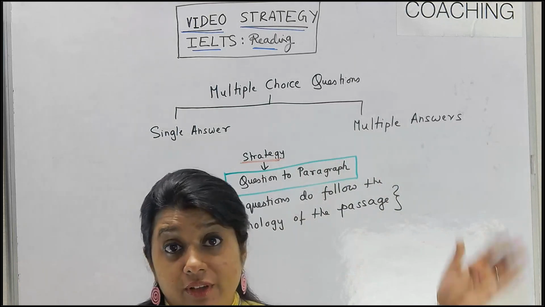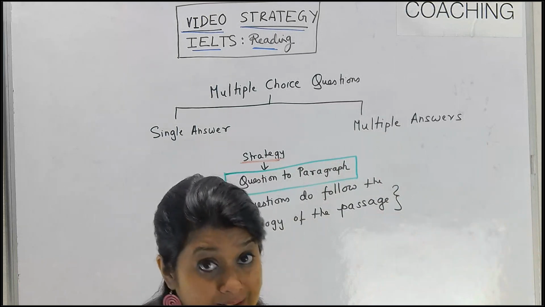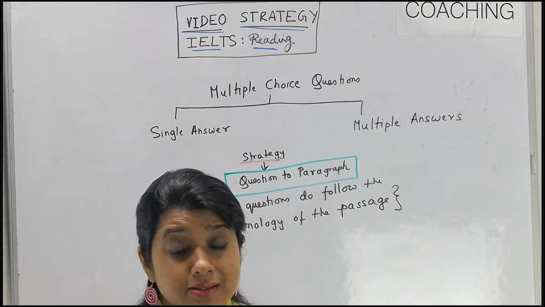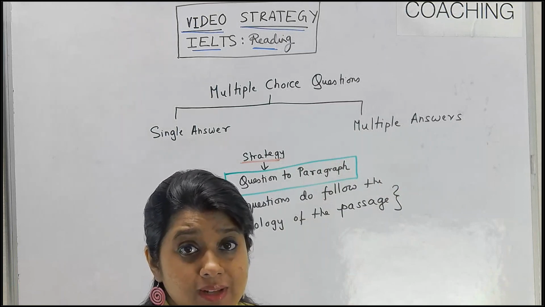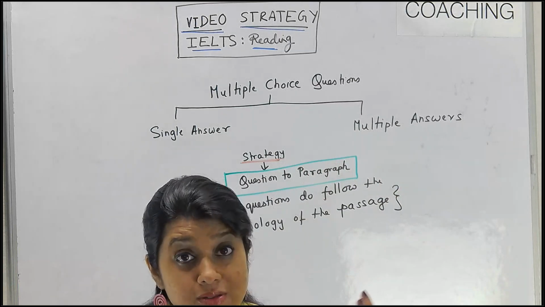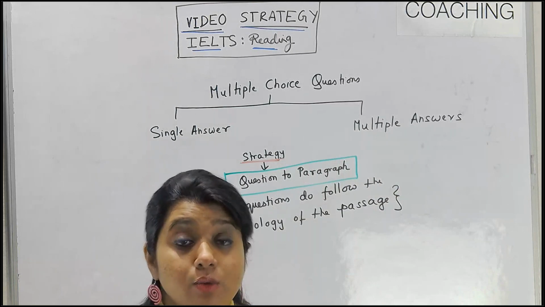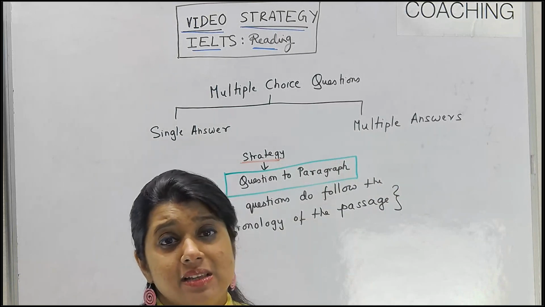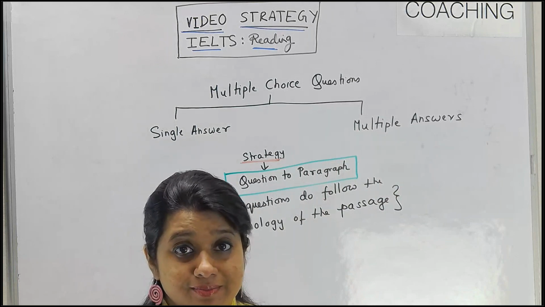Now, even if you have the paragraph to go back to and you have read it and come back to the answer choices, the problem lies in the fact that many answer choices seem to be correct because there will be distractors throughout. And that makes MCQ a little bit challenging.